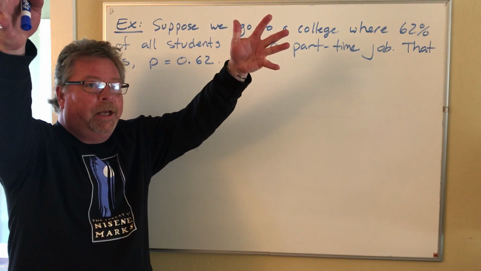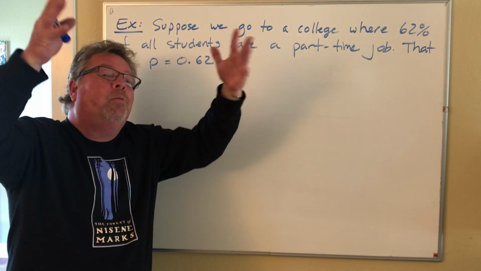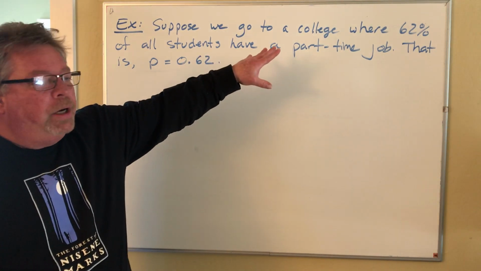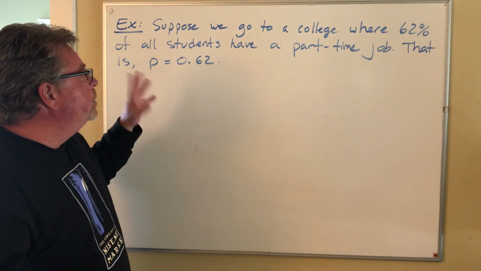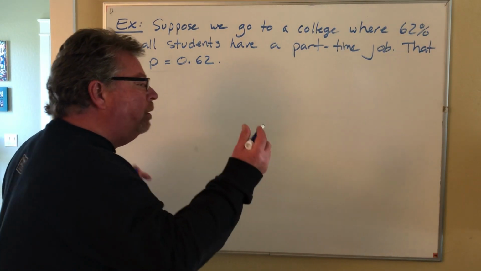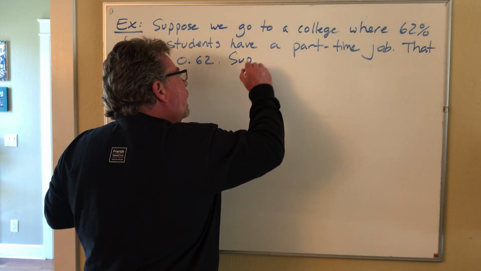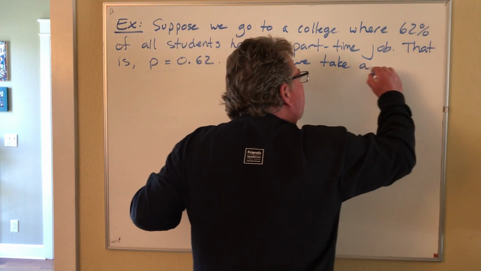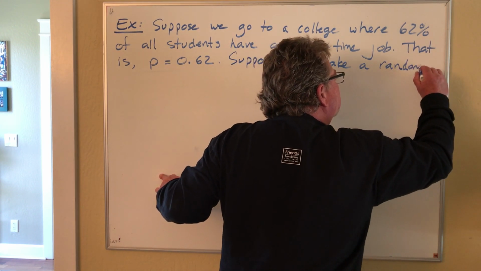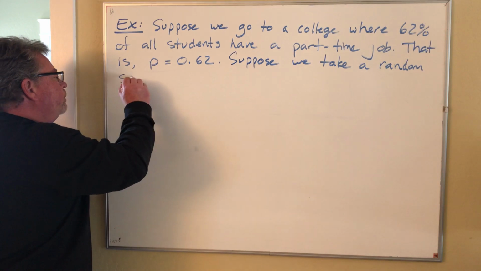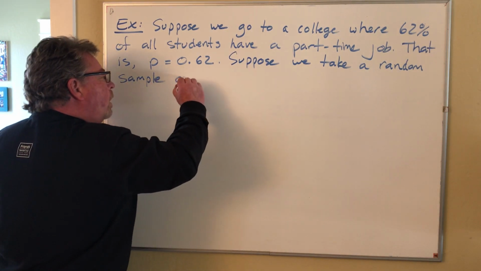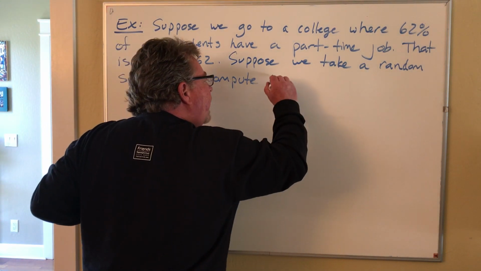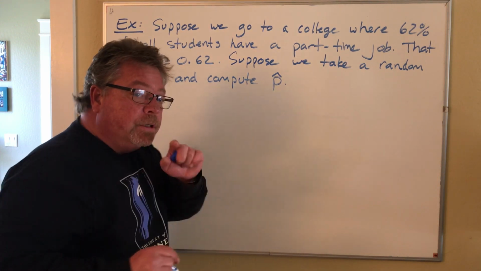And I have to remind you that right now we're living in this fantasy world where we're pretending that we know everything about the population, and we want to talk about what should happen when we go to that population and do a sample. So we're pretending that we go to a college and we know that 62% of the students have a part-time job. So I'm going to go to that population, and suppose we take a random sample and compute p-hat, the percentage for our sample.